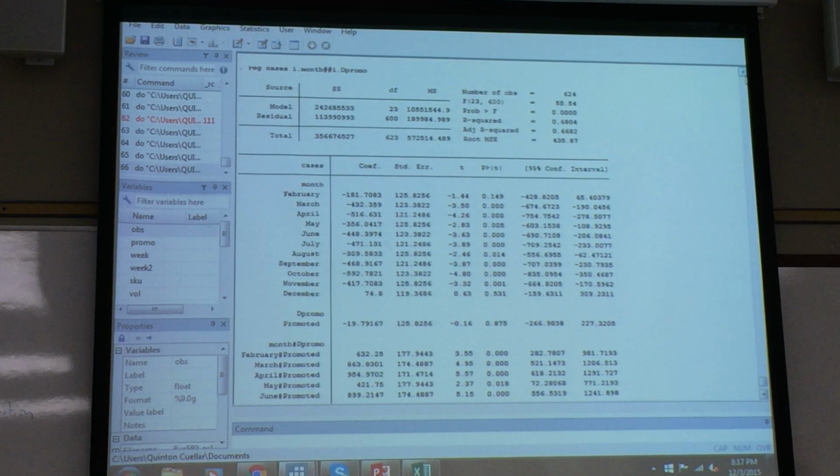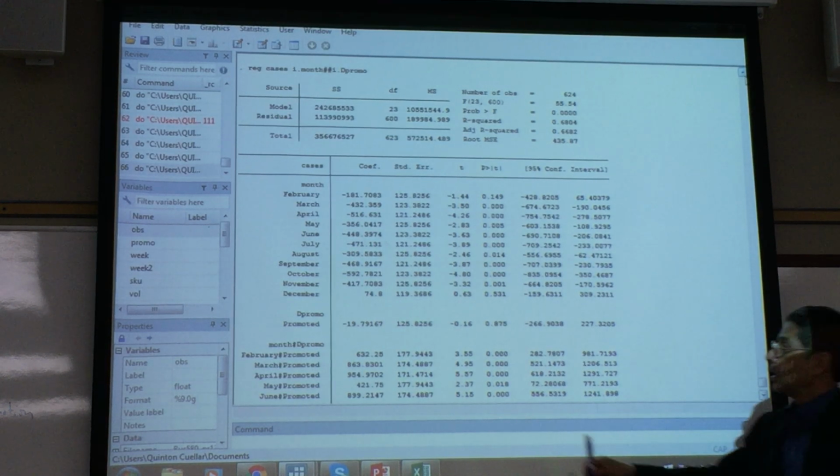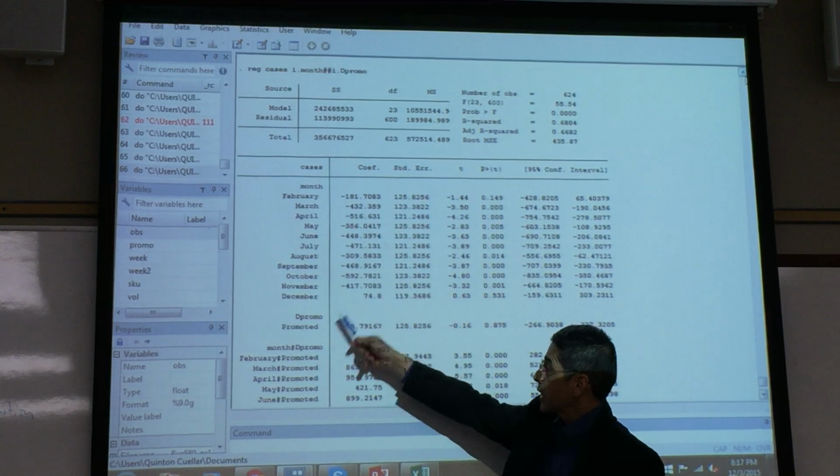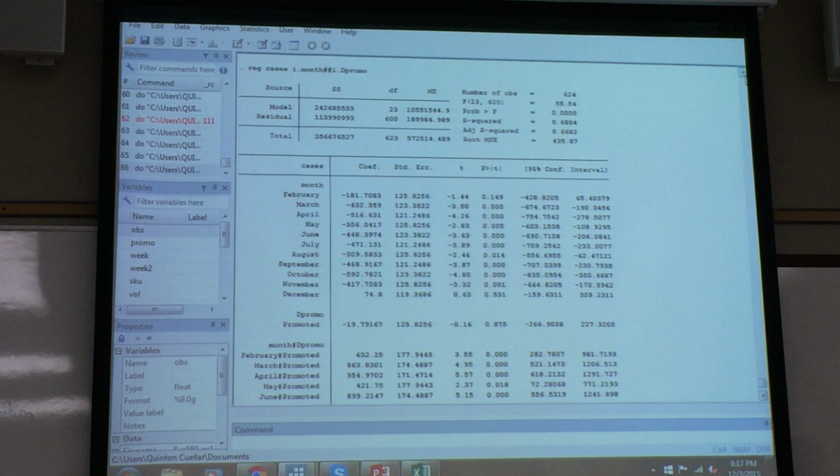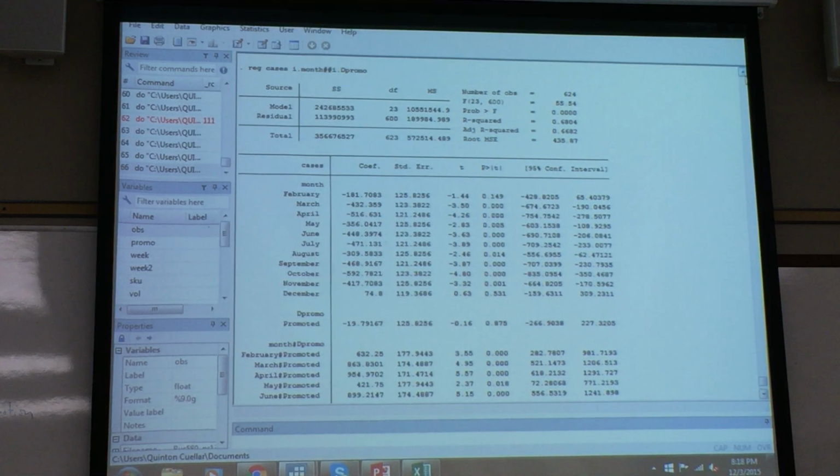It's a shorthand. As with most of our shorthands, it makes life a lot easier. Otherwise, we'd have to construct all 11 of these dummies and then interact each one of them with our promotional dummy. And that would be a drag.